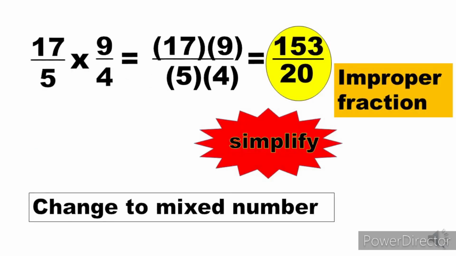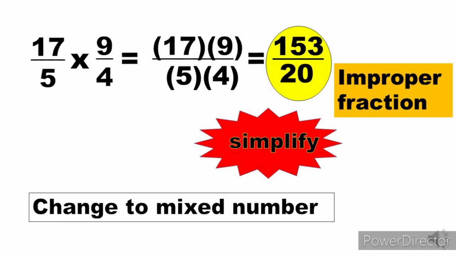Next, i-multiply natin yung dalawang fraction, 17 over 5 times 9 over 4. So numerator to numerator, which is 17 times 9, and denominator to denominator, 5 times 4. So 17 times 9 is 153, 5 times 4 is 20. Okay, ang quotient natin is improper fraction, which is 153 over 20.